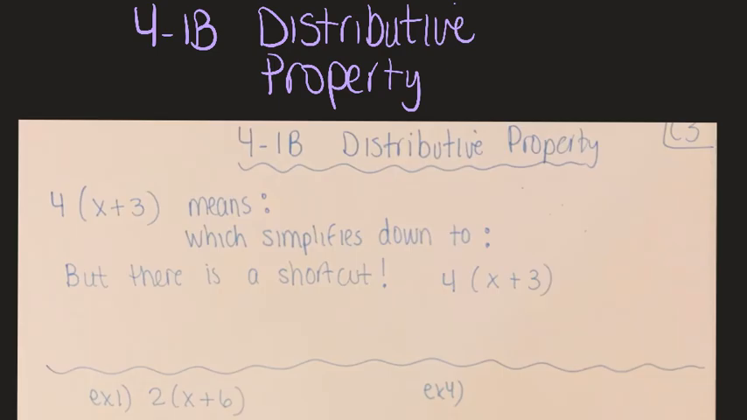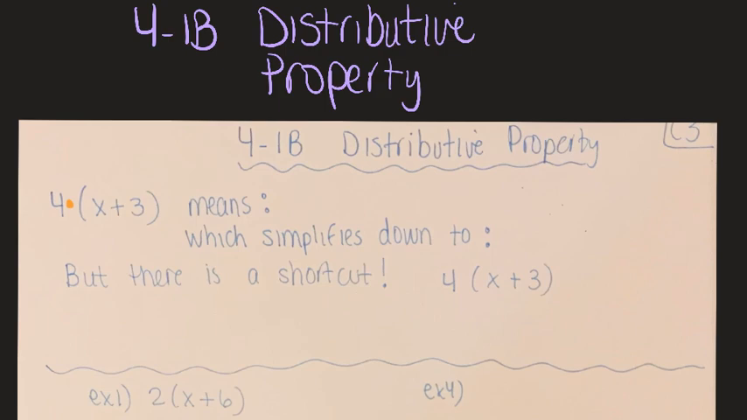All right, so let's look at what we've got here. We've got a 4, then we've got parentheses, a letter, and a number. Now this 4 is smushed next to the parentheses, and we know what smushing means. Smushing means multiplication.